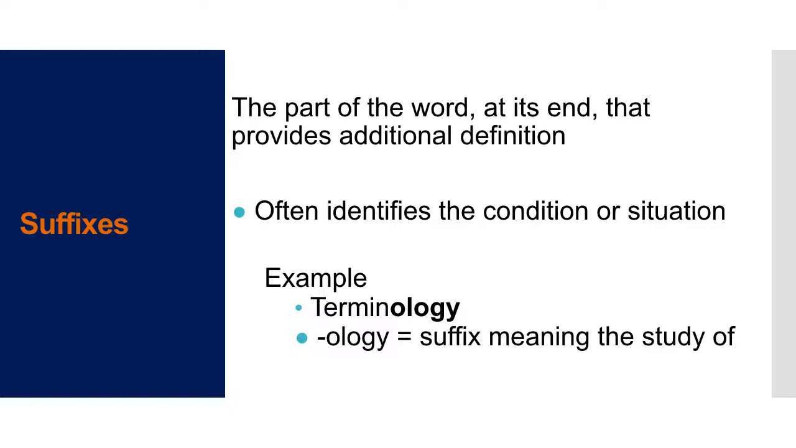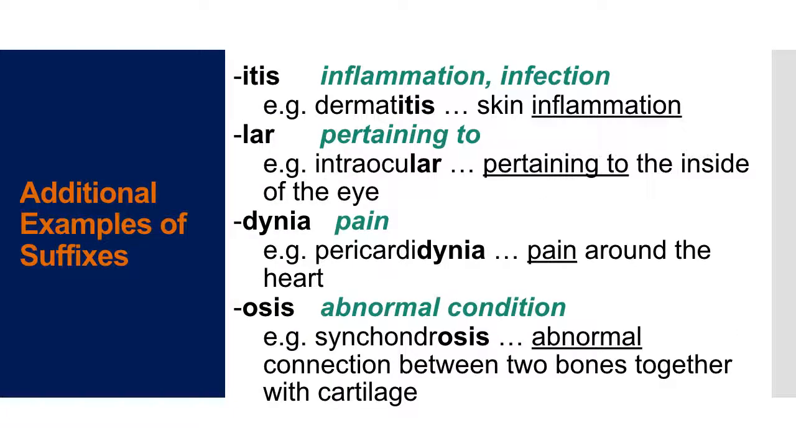Let's look at some more examples. Itis, you might be familiar with this. Itis means inflammation or infection. So that's going to point to a diagnosis such as dermatitis. You learned derma means skin as the root. So we take that root word and put it together with the suffix itis, and you get: this patient has a skin inflammation or a skin infection.